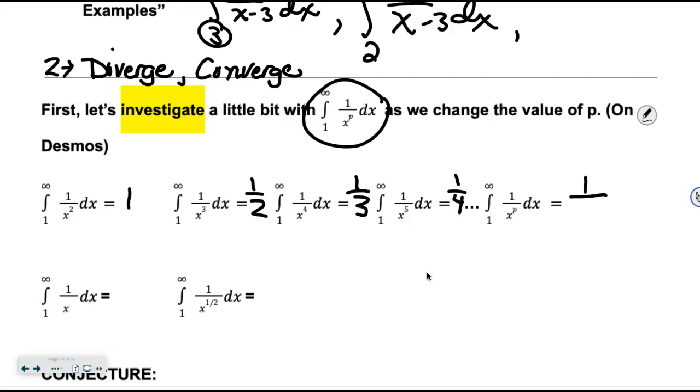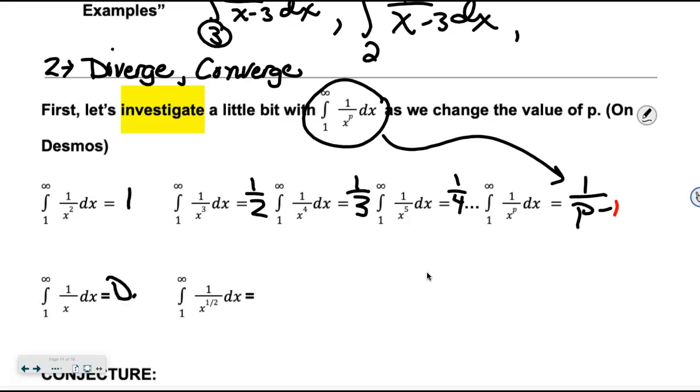What do you think if you Googled it or looked in a math book? It would say the integral of 1 over x to the p from 1 to infinity converges to 1 over p minus 1. I could write a proof for it. I don't want to right now. Okay? It's a fact.